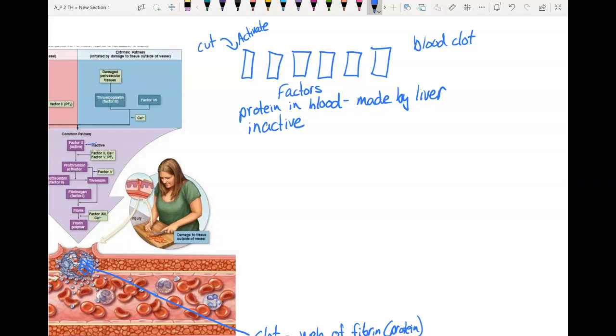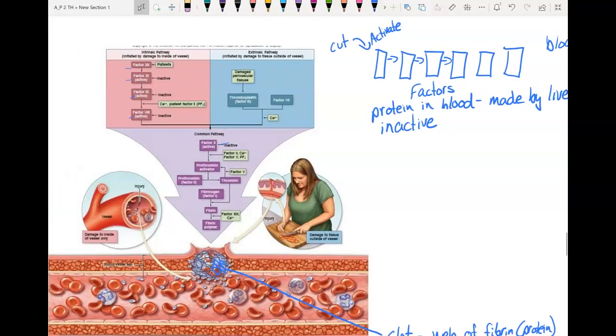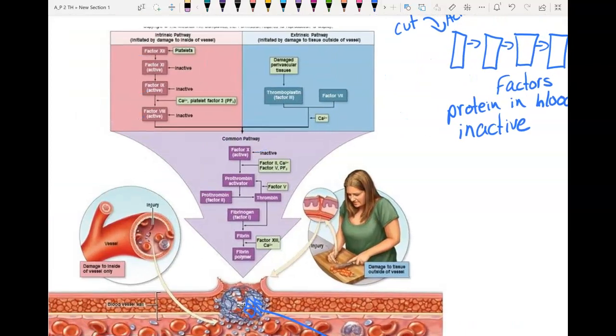Well, that's like knocking down the first domino. And that activates the next, which activates the next, which activates the next, and so on. So that's what you see going on here. Here you have all these factors activating the next. You begin here, you have your platelets. They activate factor 12, which activates factor 11, which activates factor 9, which activates 8, which activates factor 10.